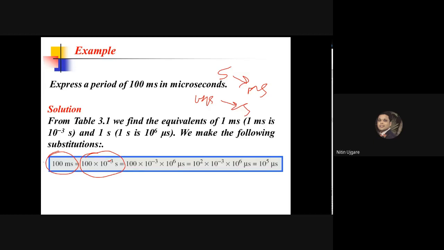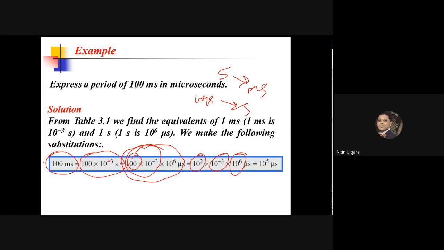Then that is represented here. Now we have to convert this 100 milliseconds into microseconds. So 100 into 10 to the power minus 3 into 10 to the power 6. So I will just represent this term in a different way. I will represent this 100 as 10 square into 10 to the power 3 and then 10 to the power 6.